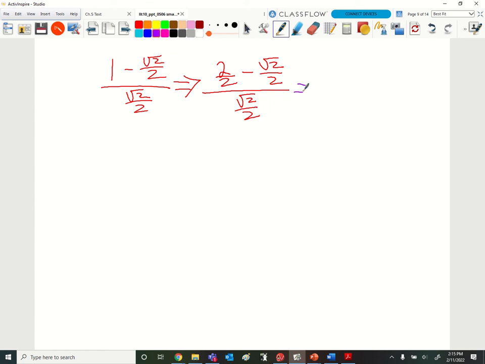Maybe this will help out. Okay, so next one's going to be changing colors. So there's a couple things I can do here. I can multiply everything by the common denominator. What's the common denominator on everything here? 2. And when I do that, it's going to look like this. So I'm going to multiply the top by 2 and the bottom by 2.